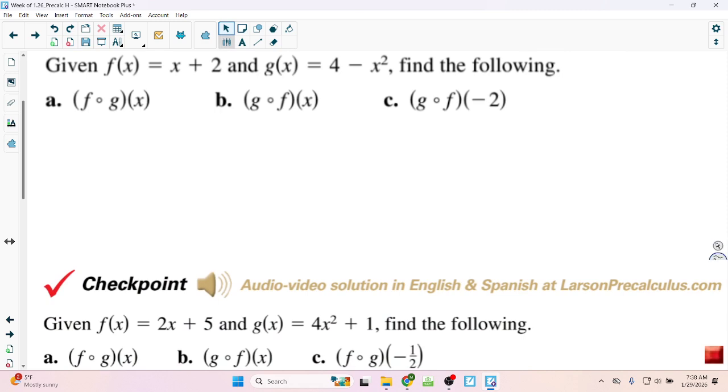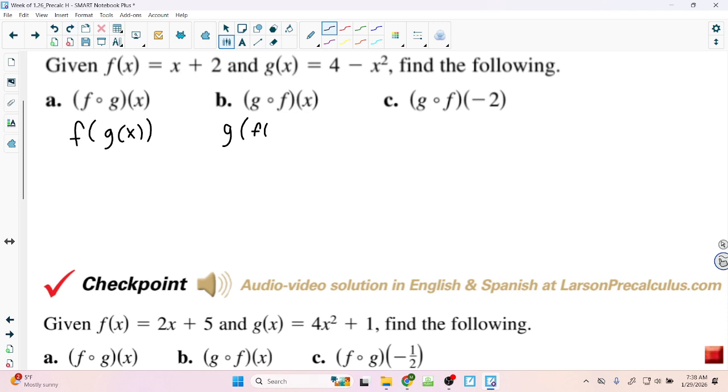So this little thing here is basically saying f of g of x. And likewise, this is saying g of f of x. The little thing looks like an O, so I always think of it as f o g, you know? So f of g. And this is saying g of f of negative 2. So those are the things we want to find, basically.